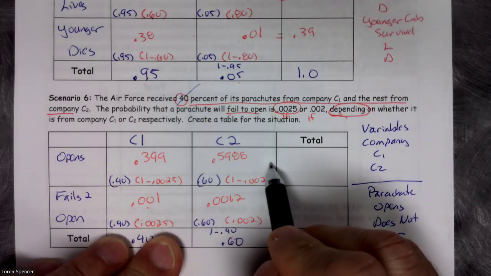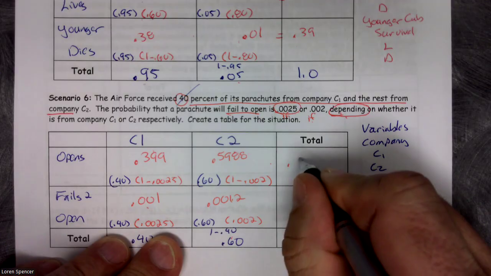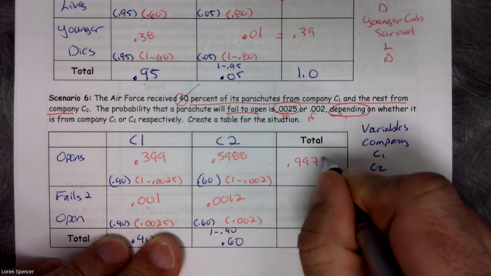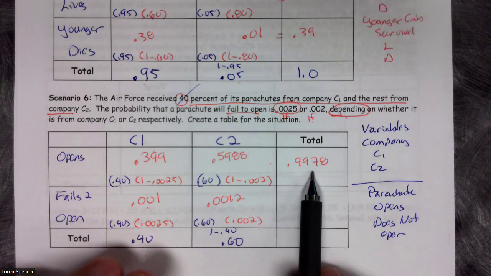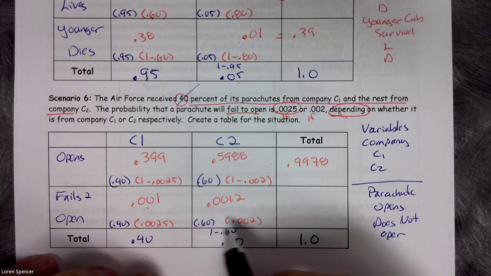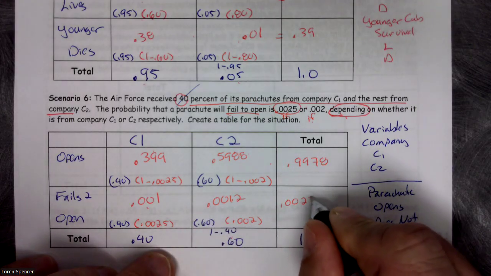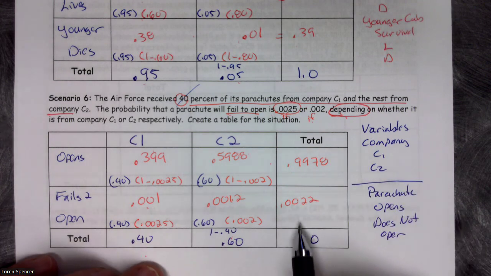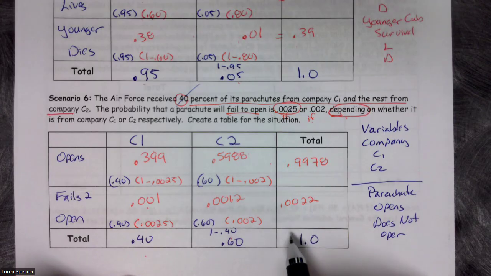Now I need to add up this way. When I add up these two values, I get 0.9978. So about a 99.8% chance that it opens. And when I add these up, I end up getting 0.0022. So very small percentage chance that it doesn't open, and this plus this equals this.